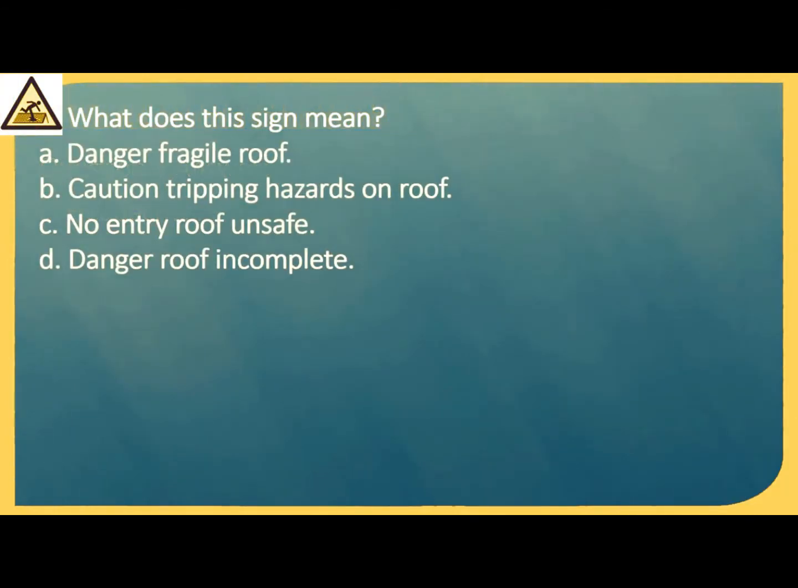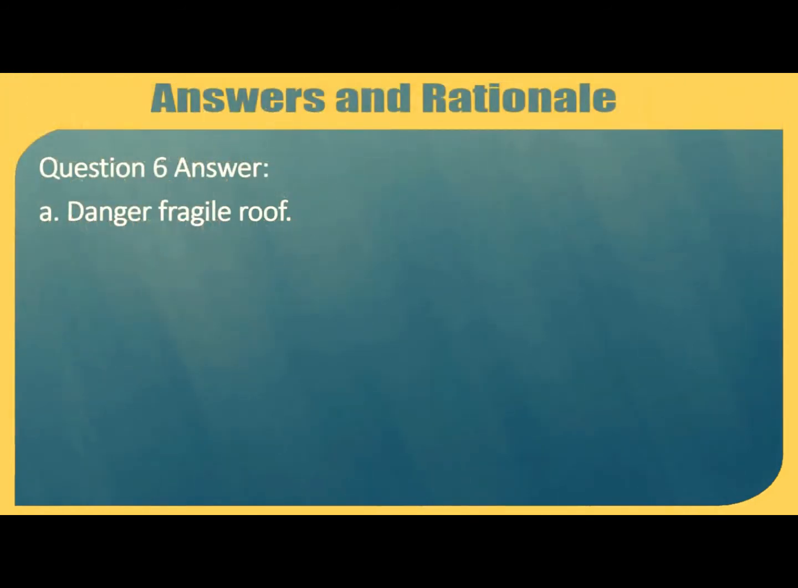Question 6. What does this sign mean? A. Danger fragile roof. B. Caution tripping hazards on roof. C. No entry roof unsafe. D. Danger roof incomplete. Question 6. Answer A. Danger fragile roof.